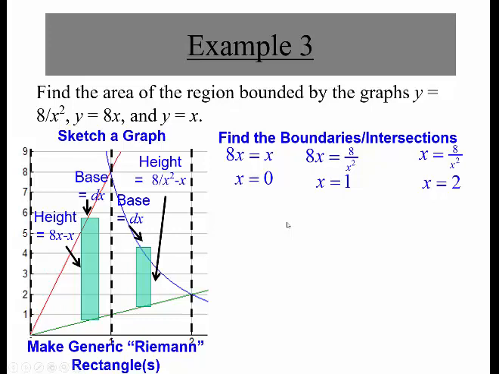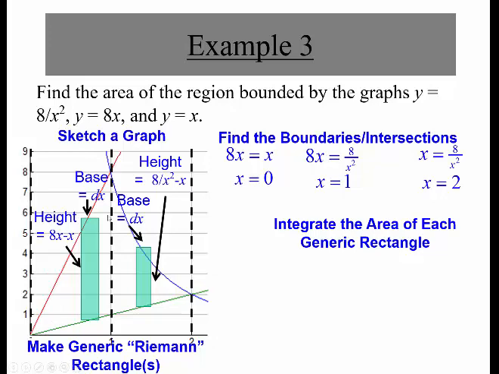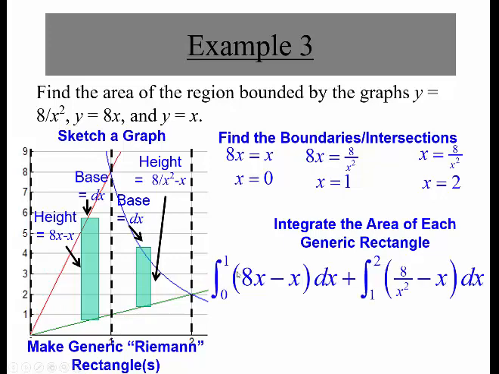On the other side, the width or base is still dx. The height here is the blue graph, which is 8 over x squared, minus the bottom graph, which is x. So the first one, this integral, you have to be careful. I'm going to integrate from 0 to 1. And then this integral over here, I'm going to integrate from 1 to 2. So that's how you would set that up.